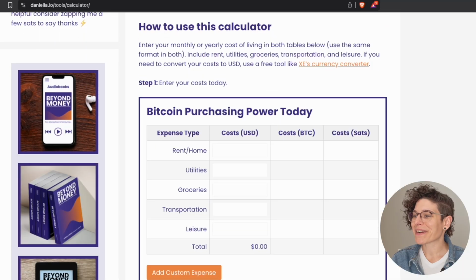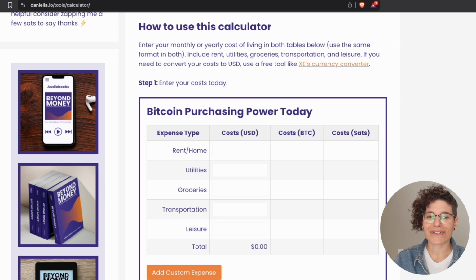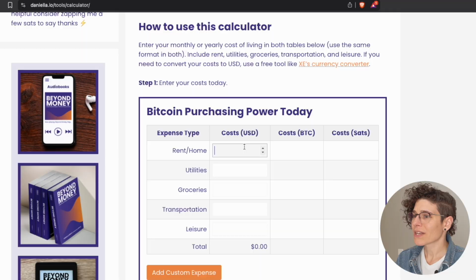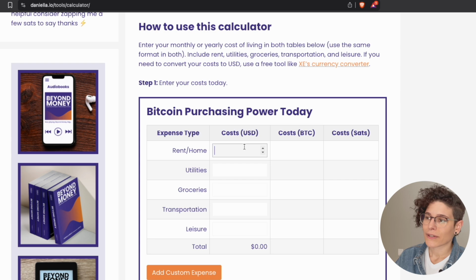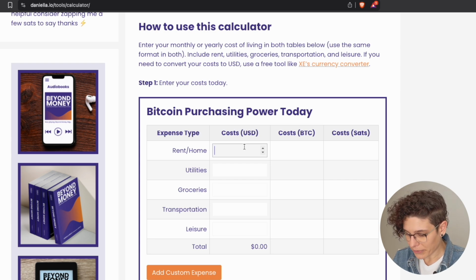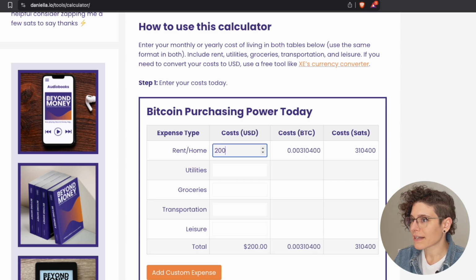The first part of this exercise is to enter your current expenses. So how much are you spending today, yearly or monthly? Just stay consistent. So if you use monthly in the first table, use monthly in the second table, yearly, just don't mix both. So we're going to start with our current costs when it comes to rent or our mortgage. So I have an example here. I'm going to enter $2,000 a month.